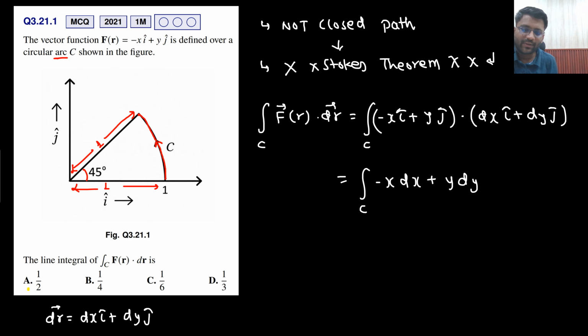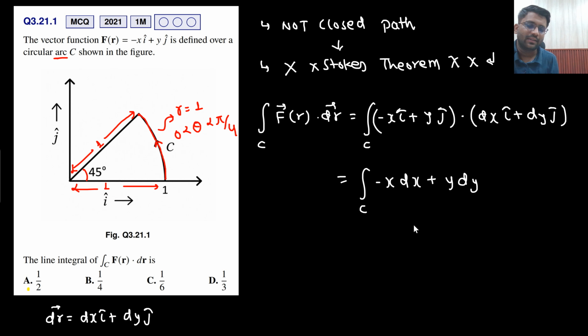On this curve C, what is the value of r? Sir, the value of r is always fixed at 1. What is the value of theta? Sir, theta is varying from 0 to pi by 4. But the value of r is always fixed at 1.